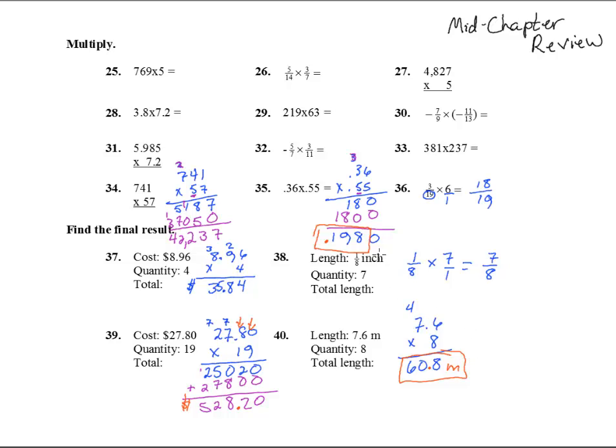You'll notice it's kind of like what happened up here when we had 6 times 3/19. We have 8 times 7.6 meters. And that meters just stays the same right there, just like the 19ths did up here. Okay, good.